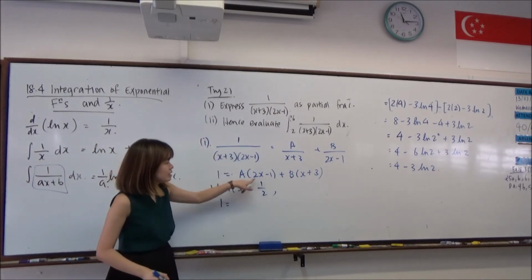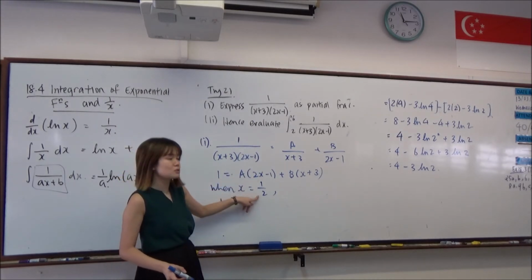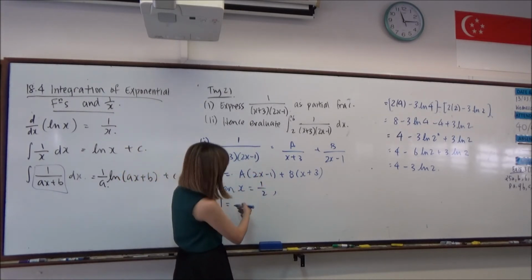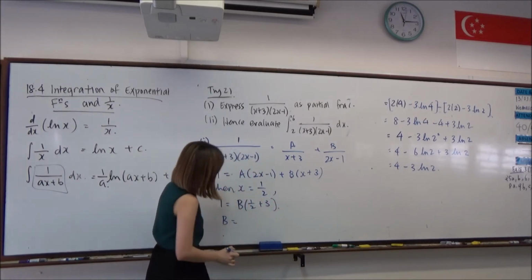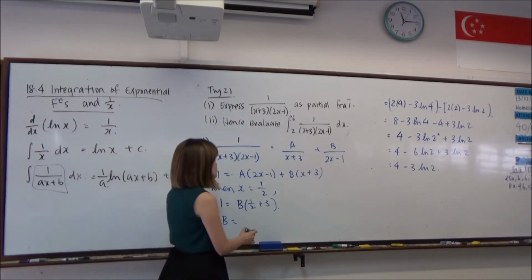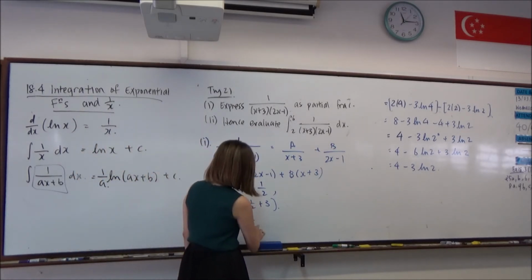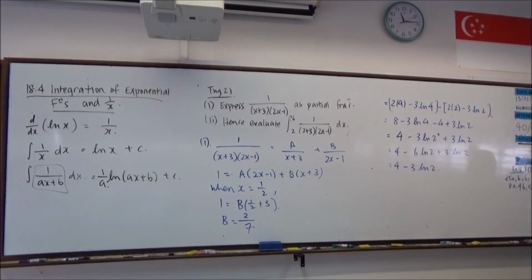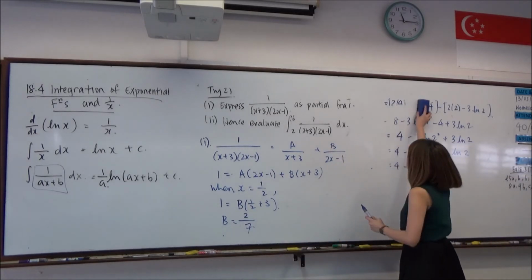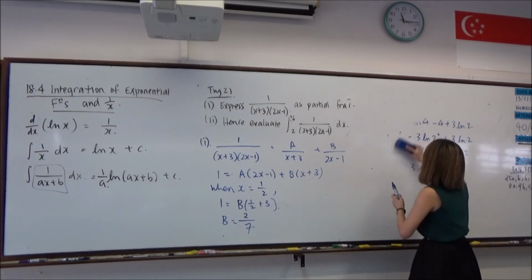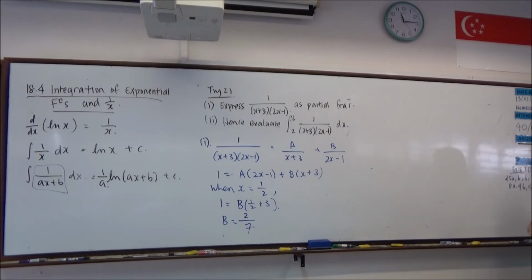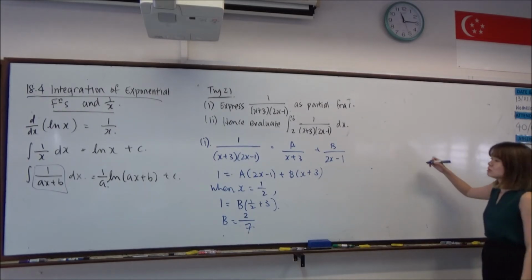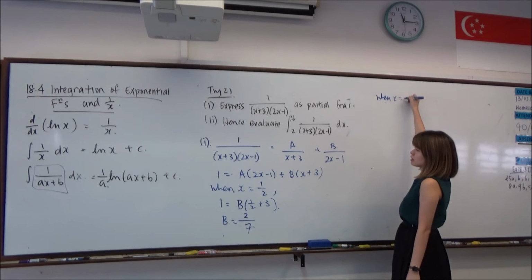To find out what b is, when x equals half, 2 times half is 1, 1 minus 1 is 0, so this term will be eliminated. Therefore b itself will be 1 divided by 3.5, so that would be 2 over 7. Then to find out the value of a, what do we need to do? Let x be negative 3.